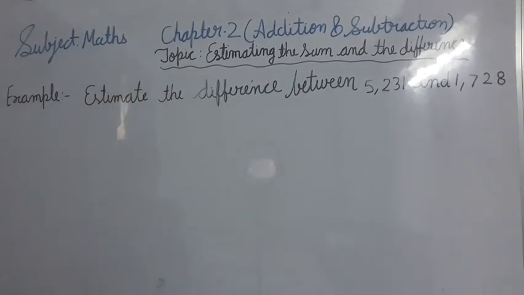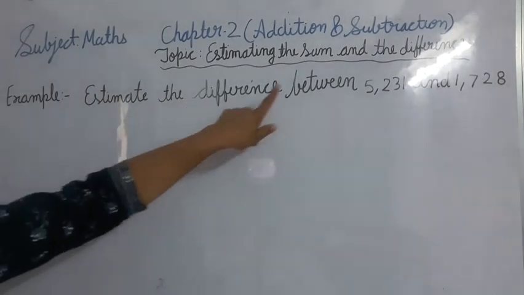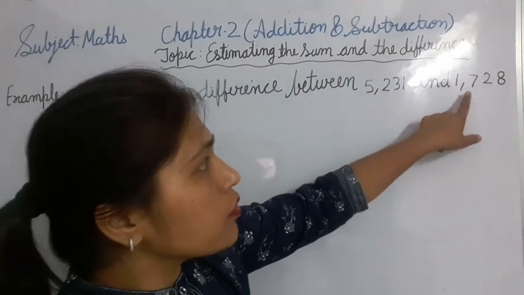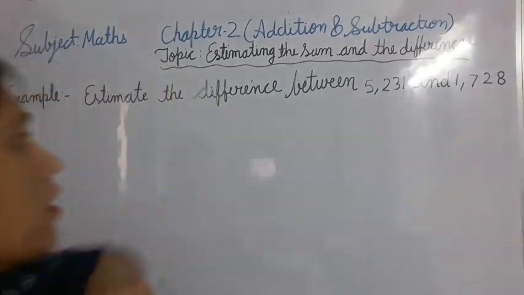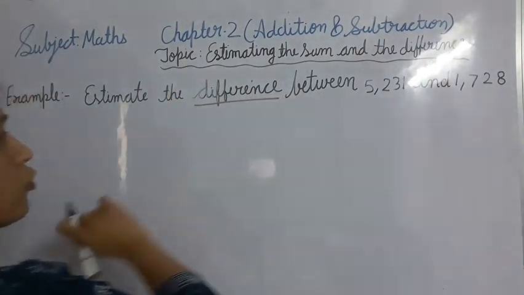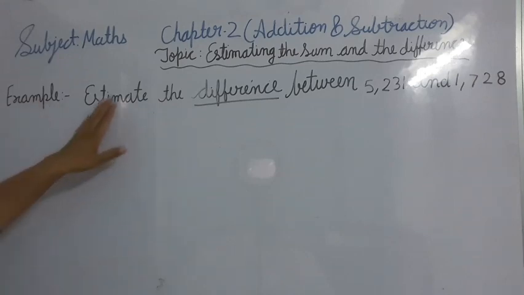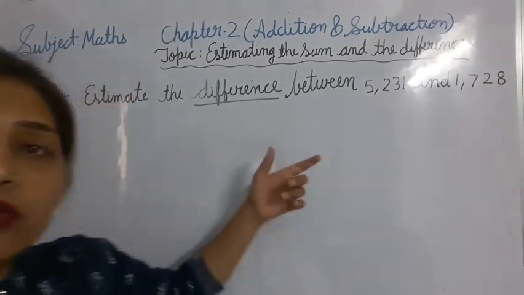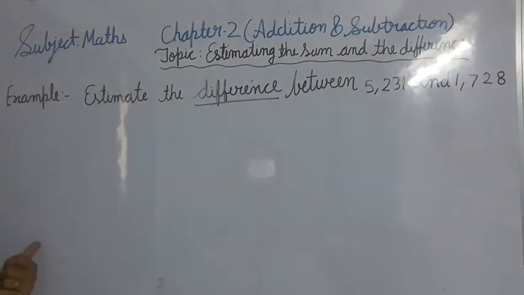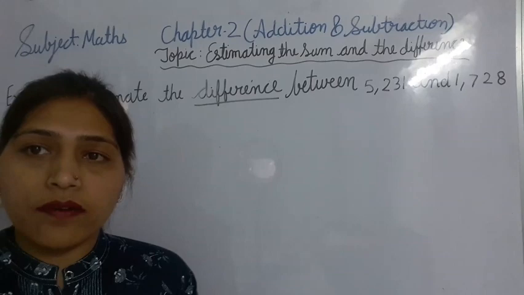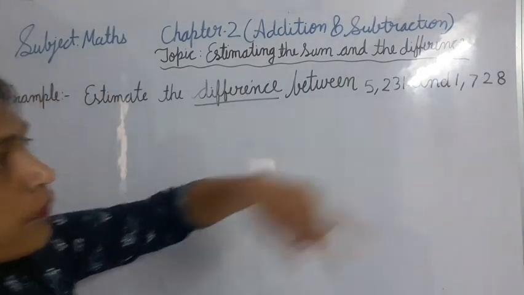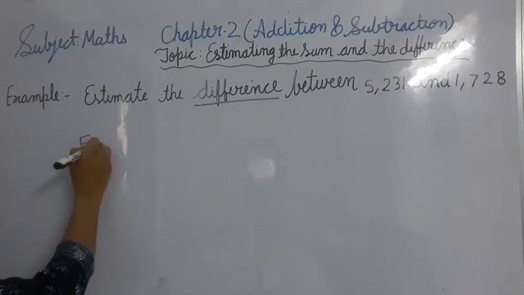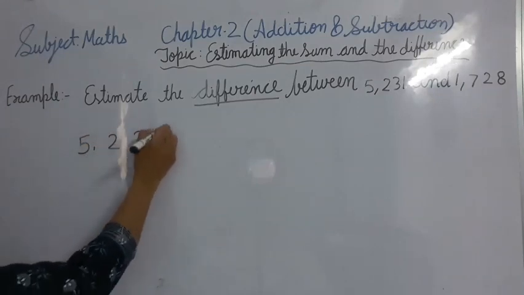So let's take the next example. Estimate the difference between 5231 and 1728. Difference means we have to do subtraction, but we have to estimate the difference. It means first we need to round off these numbers, then we'll do the subtraction. So what is the first step? First we need to round off the numbers. So what is the first number? 5231.